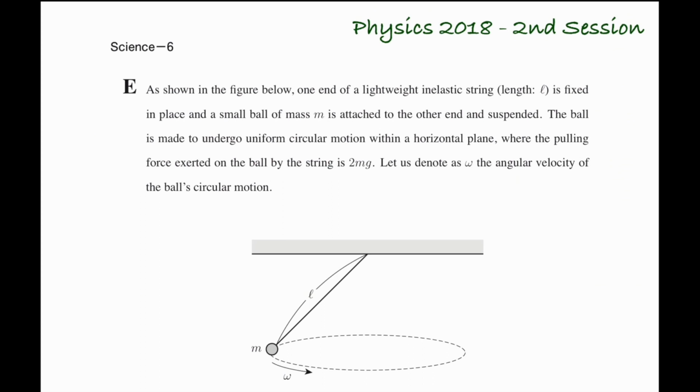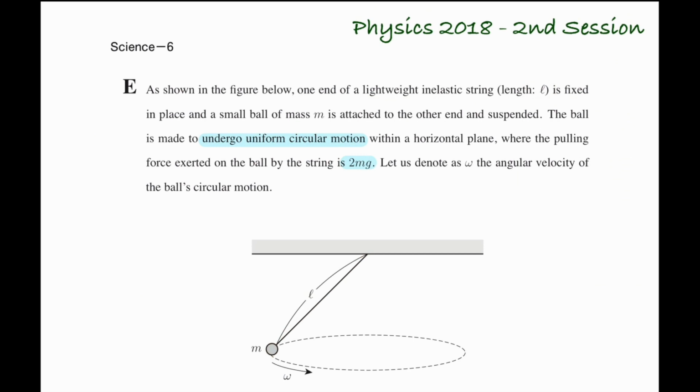In question number 5, we have a lightweight inelastic string of length L. This is the string of length L, fixed in place, and a small ball of mass m is attached to the other end and suspended. So this is the fixed point, and at the other end we have a ball of mass m. The ball is made to undergo uniform circular motion. So the ball will move in uniform circular motion within a horizontal plane, where the pulling force exerted on the ball by the string, which is the tension in the string, equals 2 mg.